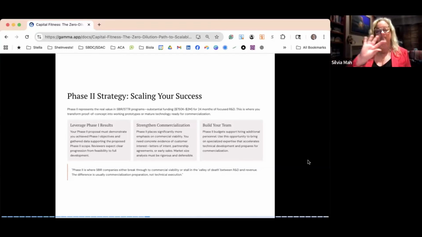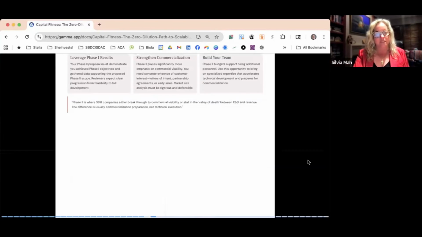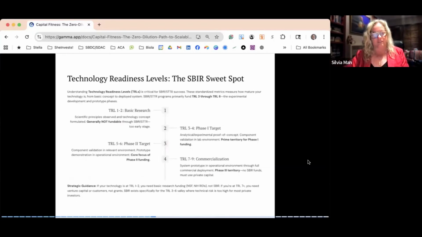Then strengthen that commercialization pipeline, and then build your team. So phase 2 budget supports hiring additional personnel that allows you to do the good work that you have already done in phase 1. And then phase 3, I'm going to go after the technology readiness levels. I hope people have heard of technology readiness levels, the TRLs 1 through 7 or 9, right? So basic research is TRLs 1 through 2, generally not fundable through SBIR.